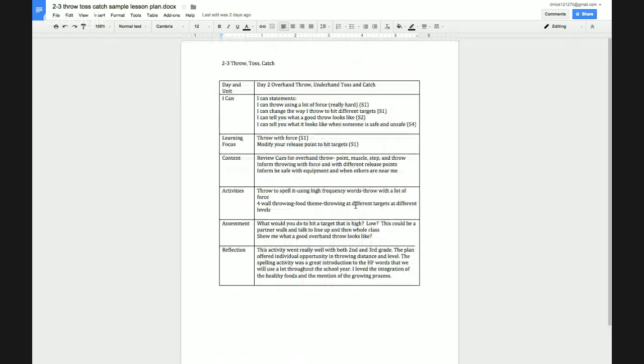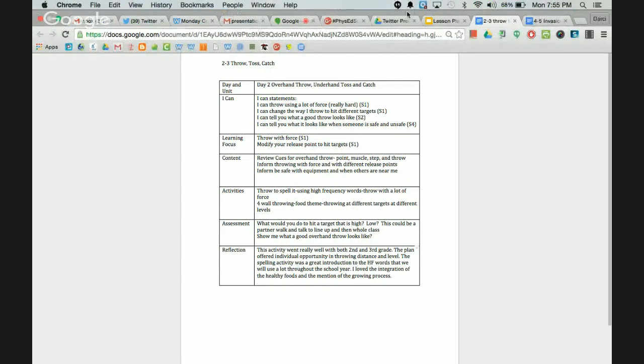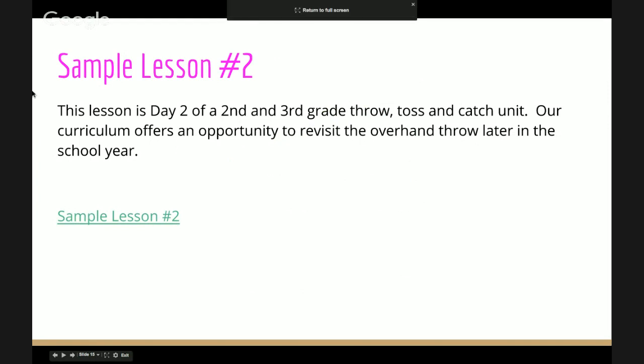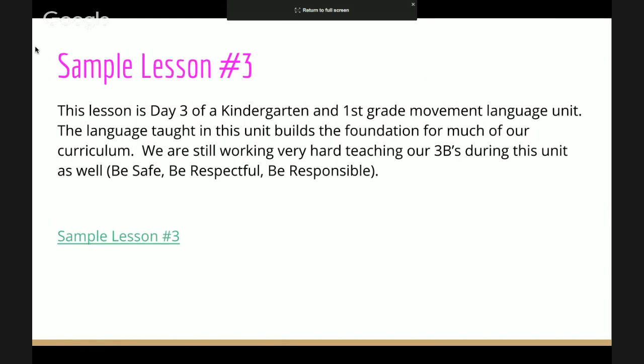My reflection just said I liked that I was able to incorporate some of those other things into it. Okay, and then one more, which I haven't talked about a lot, is lesson number 3. It's a kindergarten 1st grade movement language.